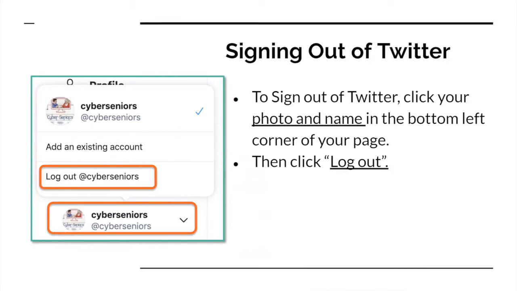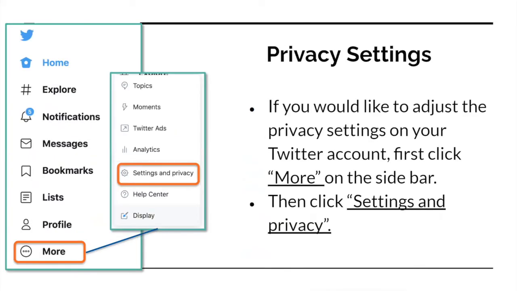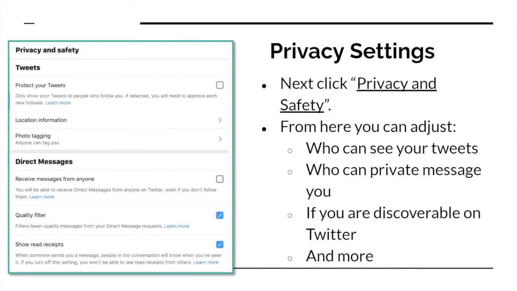then click log out. To see your privacy settings, if you would like to adjust the privacy settings on your Twitter account, first click more on the sidebar, then click settings and privacy. After that, you can adjust who can see your tweets, who can private message you, if you are discoverable on Twitter, and more.